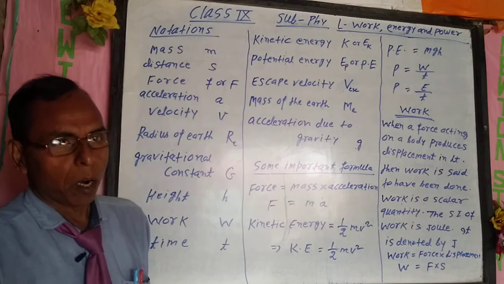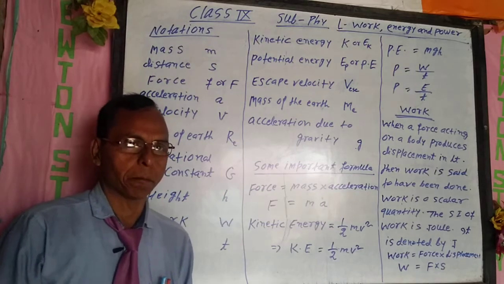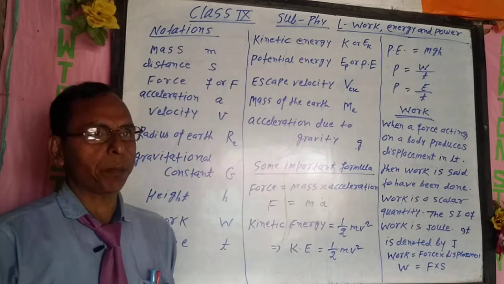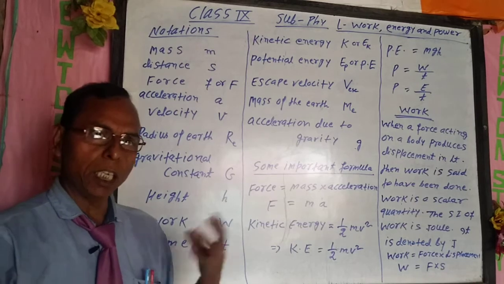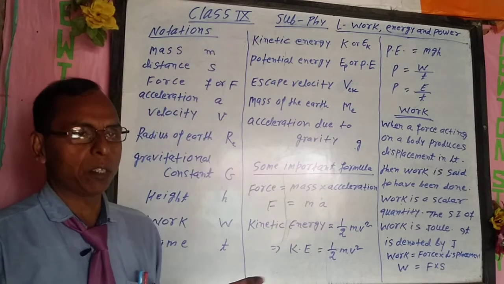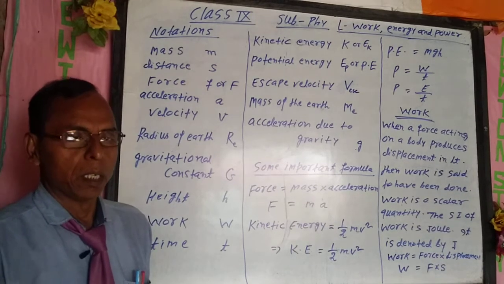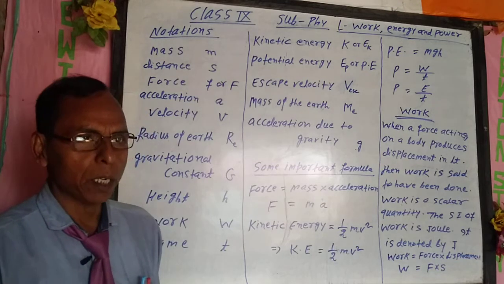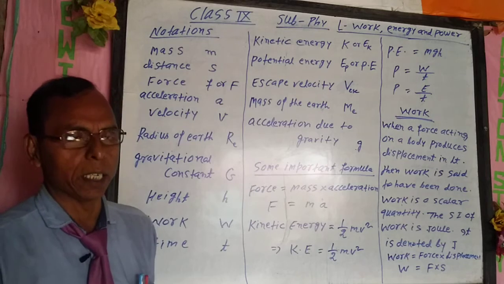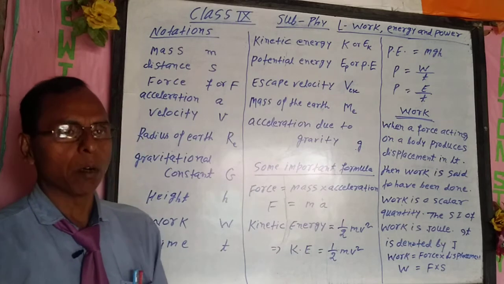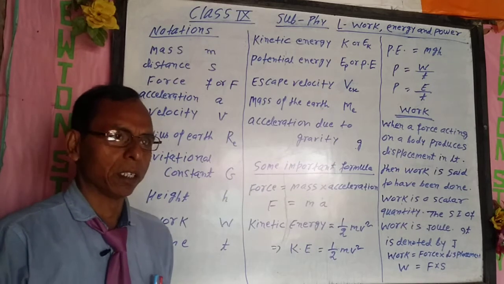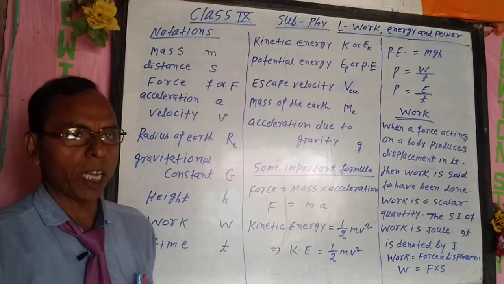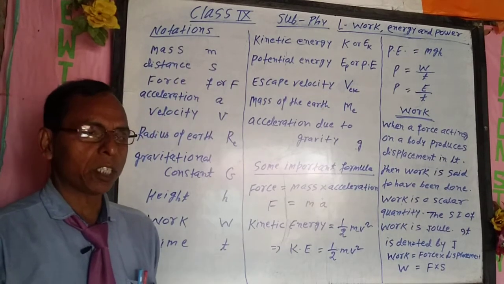When a force is applied on a body but the displacement does not take place in the body, then in physics it is not said to be work done. Due to applied force, if displacement takes place in a body, then it is said to be work done. But if displacement does not take place, then no work is done.